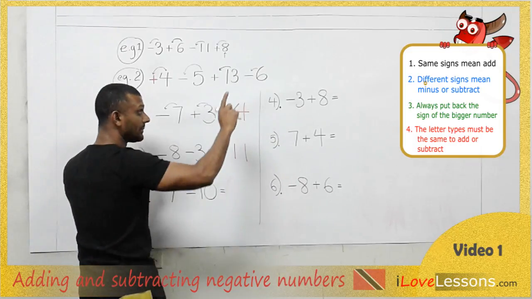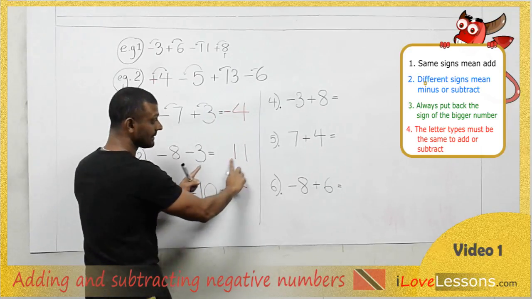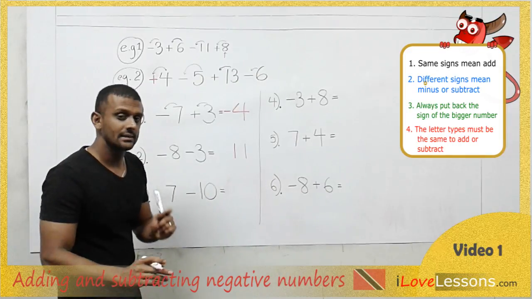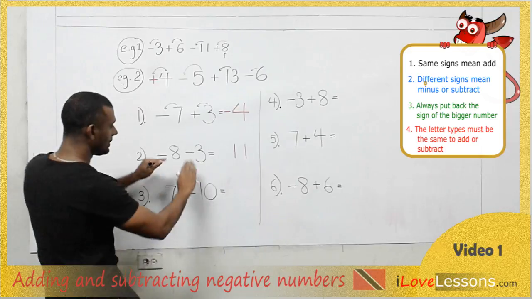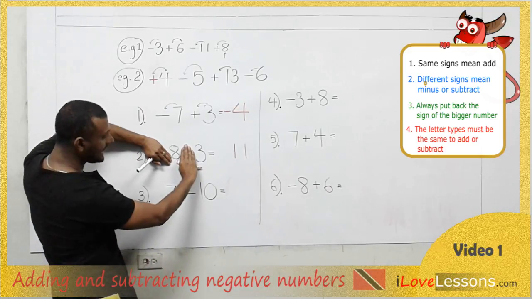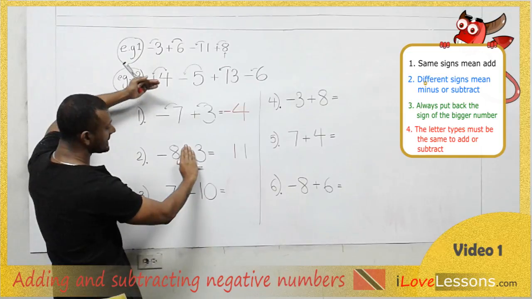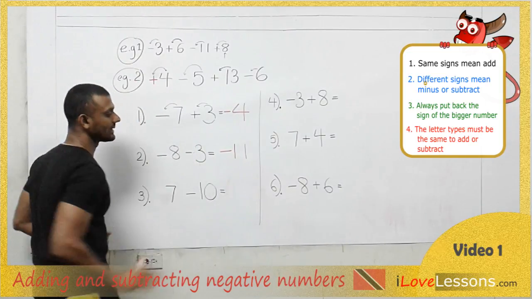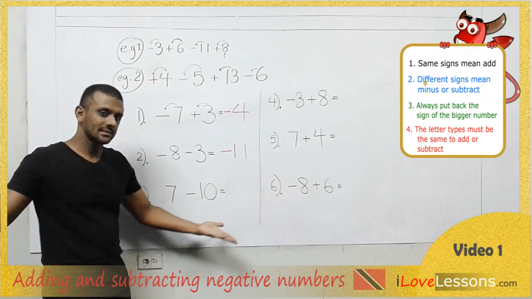Look at rule number 3 now. According to rule number 1, same signs mean add. Finished, added. Rule number 3 states that you always put back the sign of which one? The bigger one. Which one of these is bigger, 8 or 3? I'll go with 8. What sign does the 8 carry? A minus sign. So the answer for this one is negative 11, or some people say minus 11.